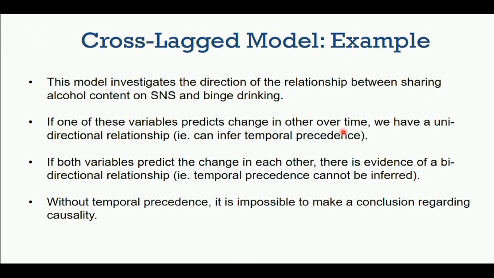The model investigated the direction of the relationship between sharing alcohol content and the binge drinking. If one of these variables predicts change in the other over time, then we have a unidirectional relationship. But if both variables predict each other, that tells us we've got a bidirectional relationship. And without temporal precedence, it's impossible to make a conclusion regarding causality. Does sharing alcohol content on Facebook or Instagram lead you to be more susceptible to binge drinking?